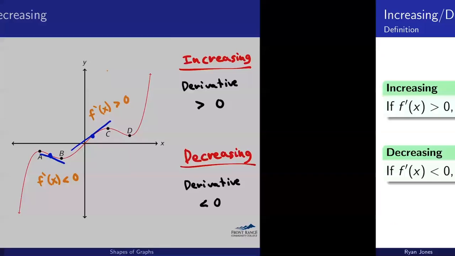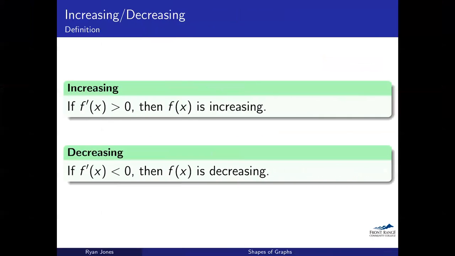And so everything I've just said right there, I can just summarize. This is basically exactly what I just said. If f prime of x is greater than 0, if it's positive, then f, the original function, is increasing. If f prime is negative, then f is decreasing. The original function is decreasing.